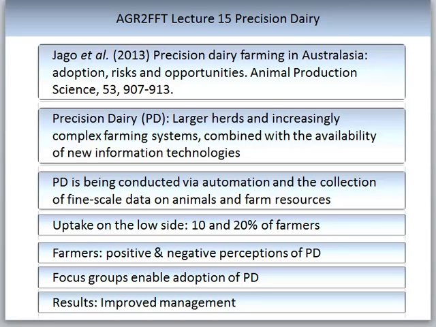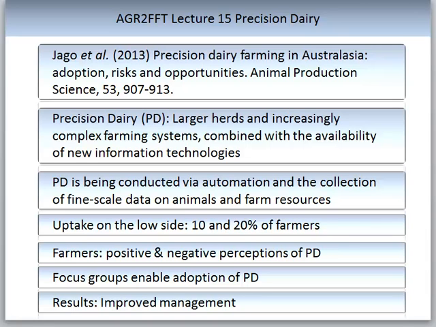PD is being conducted via automatic milking and the collection of fine-scale data on animals and farm resources. It states in this paper that the uptake of PD at this moment in time is on the low side, with only between 10 and 20% of farmers using this technology. It also states that there are a range of attitudes towards the uptake of precision dairy technologies. Some farmers have positive attitudes and stories, while others have negative perceptions of these technologies.